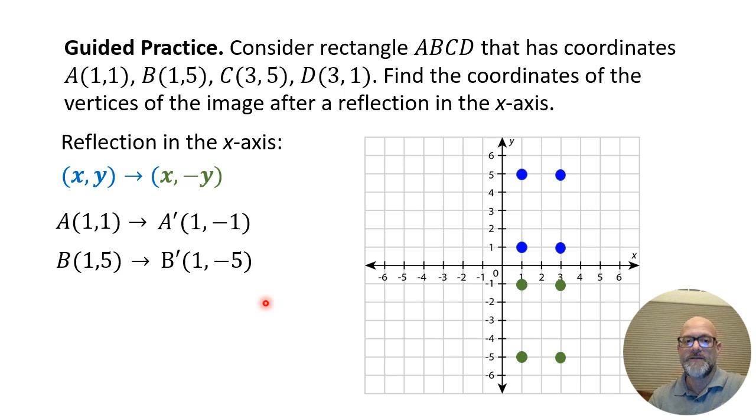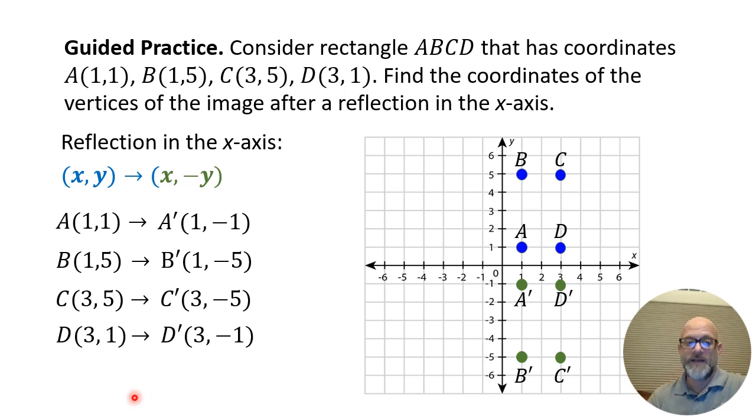(1, 5) maps to (1, negative 5). (3, 5) maps to (3, negative 5). And (3, 1) maps to (3, negative 1). All right, we had our rules there.